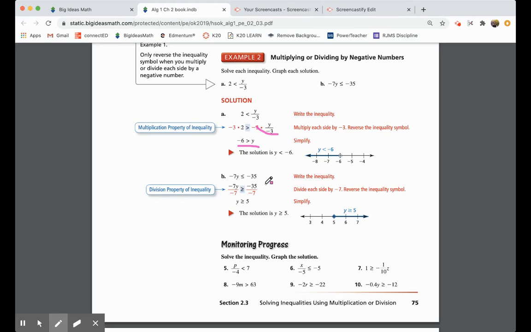So if we look at B, we have negative 7y is less than or equal to negative 35. So we have to divide both sides by negative 7, and it cancels. We flip our inequality sign, and we are left with y is greater than or equal to 5. And then we come over here and graph it on a number line. It's greater than or equal to, so it is a closed circle because it just means 5 is also included in that.